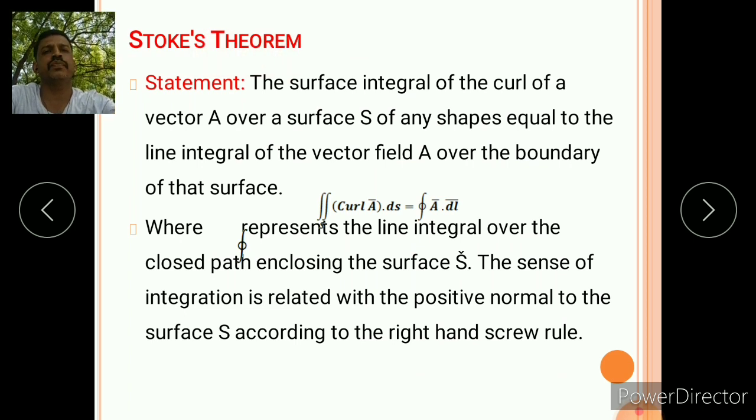Stokes theorem statement: the surface integral of the curl of a vector A over a surface S of any shape is equal to the line integral of the vector field A over the boundary of that surface. That is, ∫ curl A · ds = ∮ A · dl, where the closed integral represents the line integral over the closed path enclosing the surface S. The sense of integration is related to the positive normal to the surface S according to the right hand screw rule.